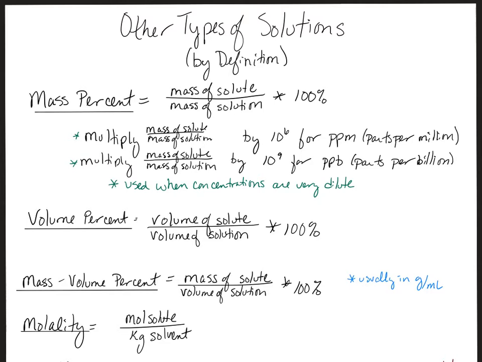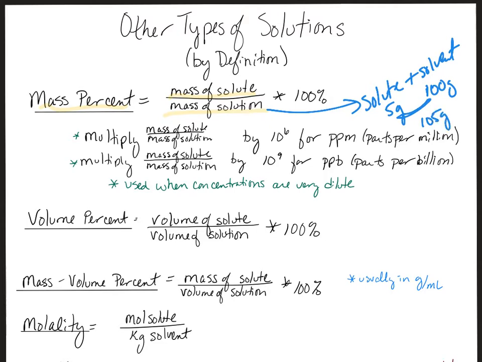So starting from the top, we have something called mass percent. And what this is, it's the mass of the solute divided by the mass of the solution. Now, keep in mind that the mass of the solution is made up of the solute and the solvent. So if you have 5 grams solute and 100 grams of solvent, you have to add these two values together to get the total mass of that solution. And then since it's a percent, you multiply by 100.